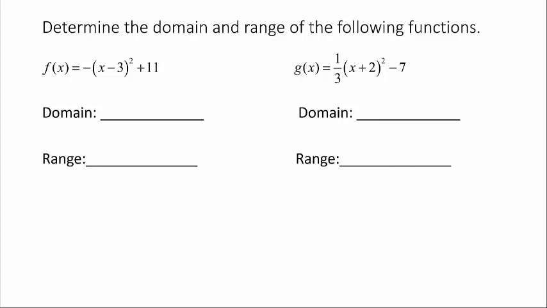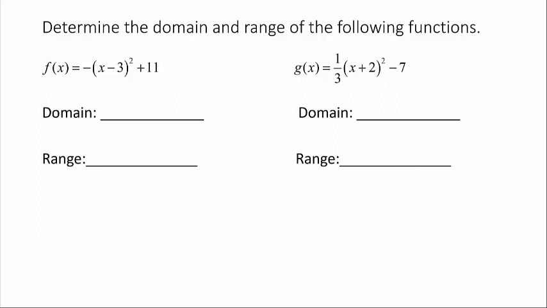In this example, we will determine the domain and range of the following functions. We have two functions, f and g. f of x is equal to negative (x minus 3) quantity squared plus 11, and g of x is equal to 1/3 (x plus 2) quantity squared minus 7.